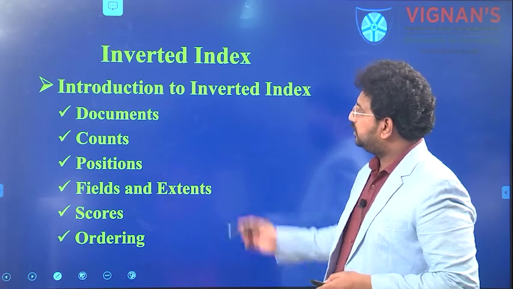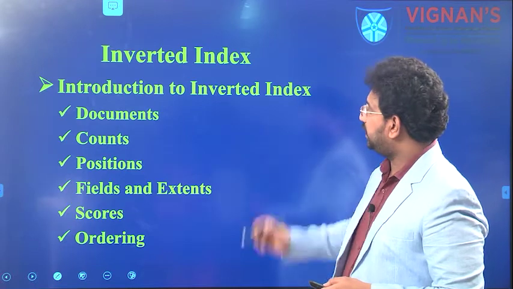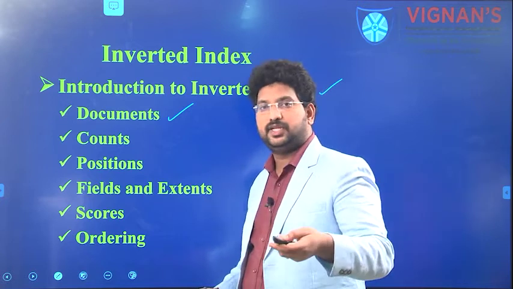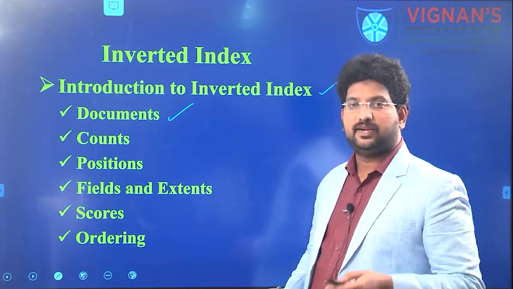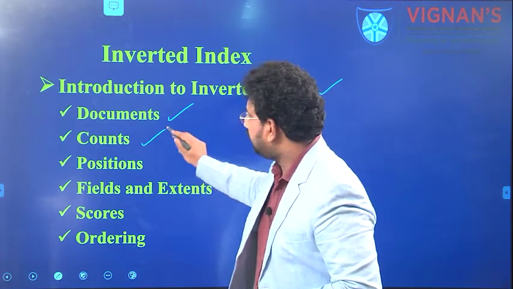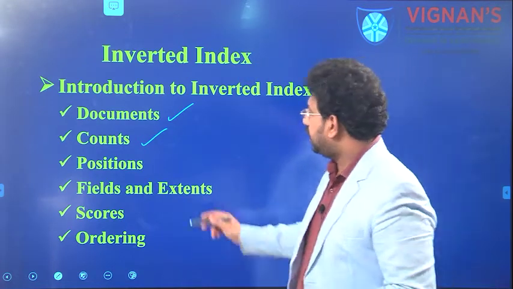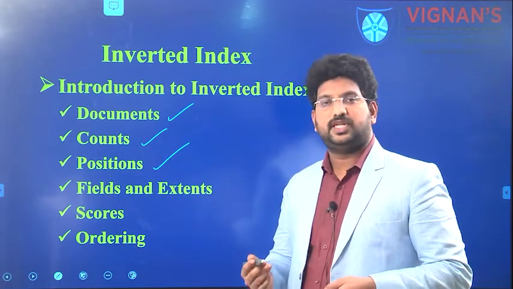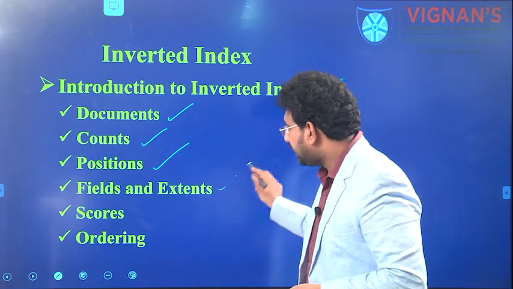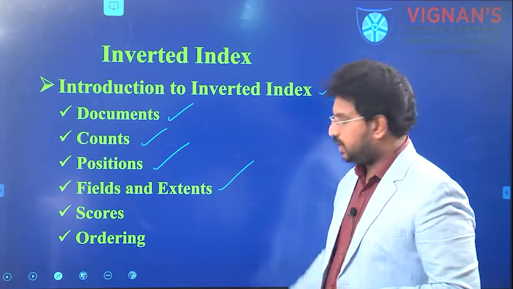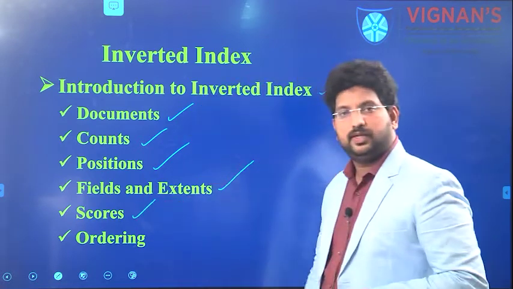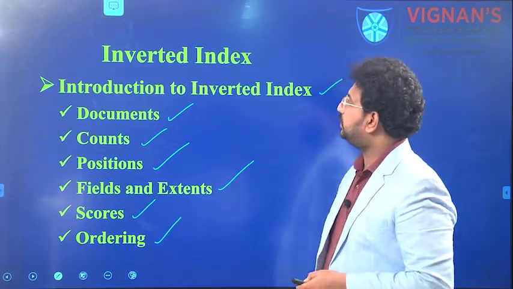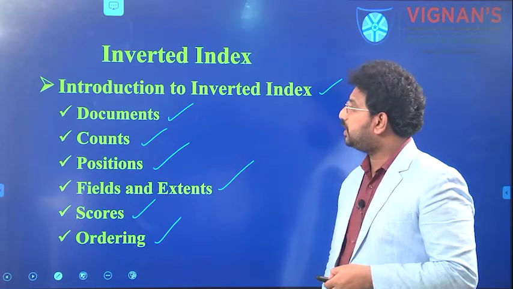The first topic is the introduction to the inverted index and the documents: how the documents are arranged, how the inverted indexes are assigned to the documents, what the count is and its importance, and what the position is and how positions work. Next are fields and extents, and after that we are going to discuss scores, and finally ordering. These are all the different concepts we are going to cover as part of inverted indexing. Now we will see them one by one.